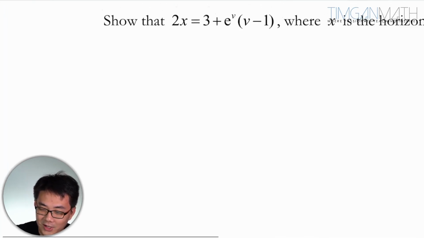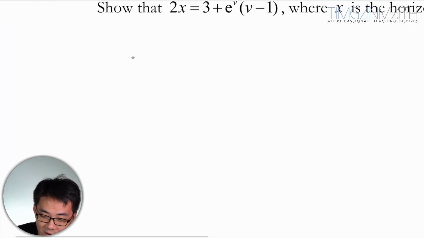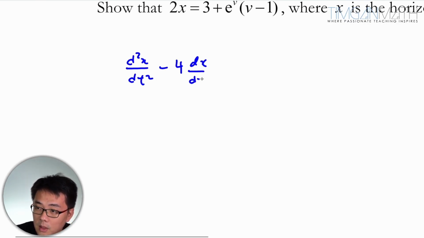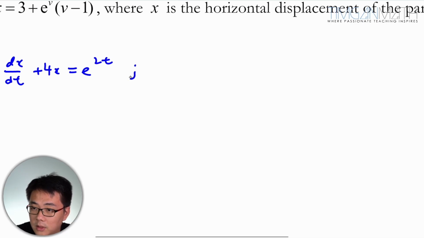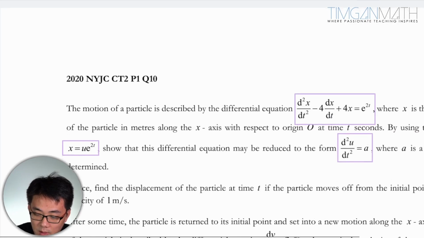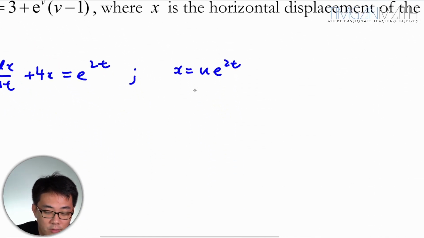This part here is d²x/dt² minus 4 dx/dt plus 4x equals e^(2t). Then what we're going to do is use this substitution: x = u e^(2t). Then just differentiate with respect to t, dx/dt.